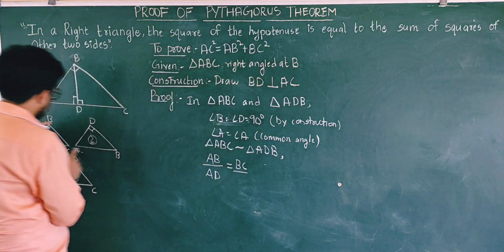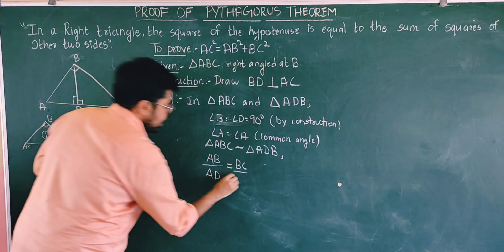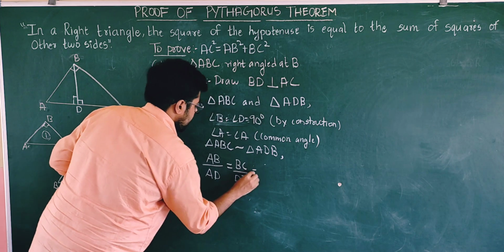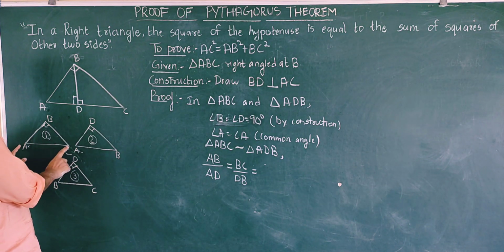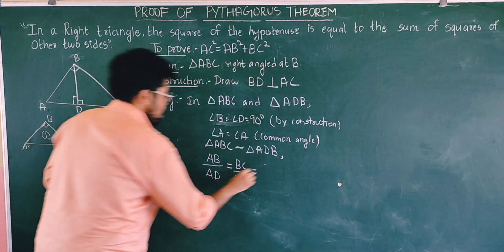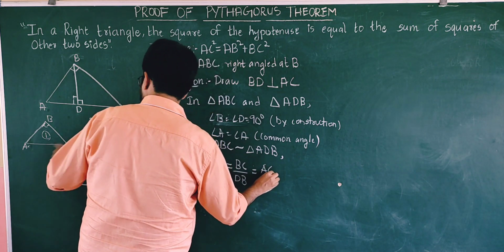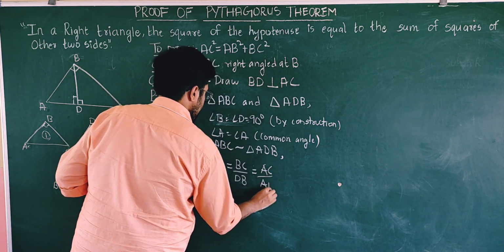What is the corresponding side of BC? It is DB. I'll write DB. Next, AC, what is the corresponding side of AC? It is AB. AC, the corresponding side is AB.